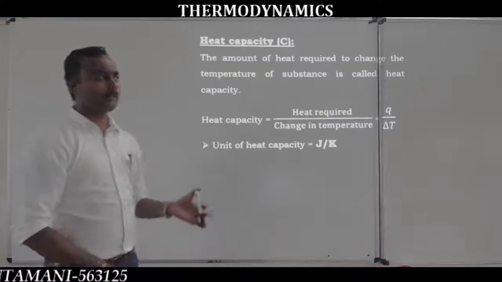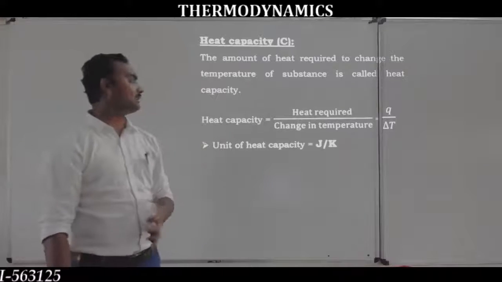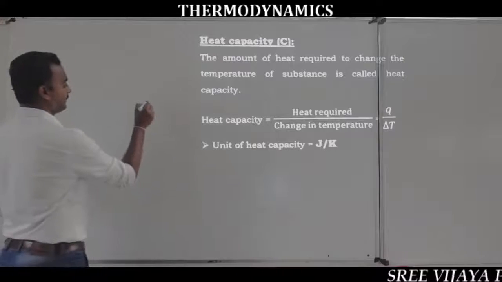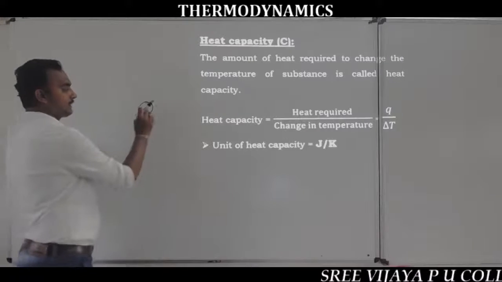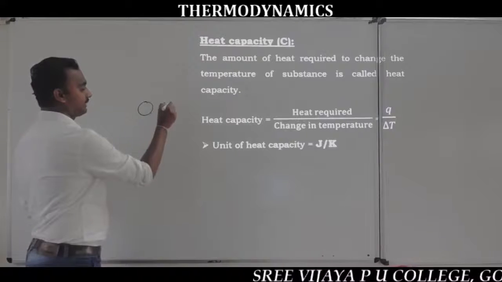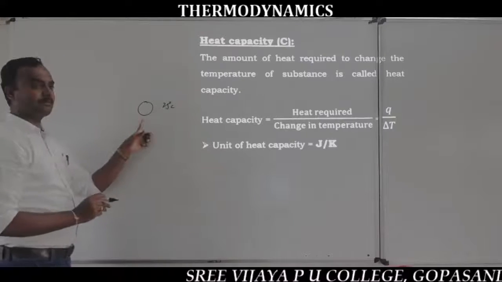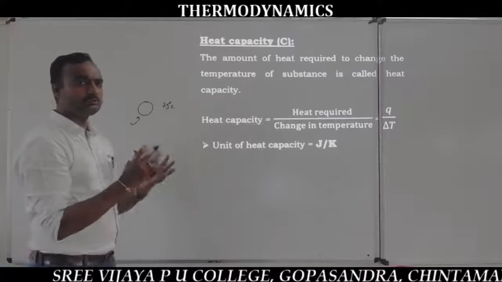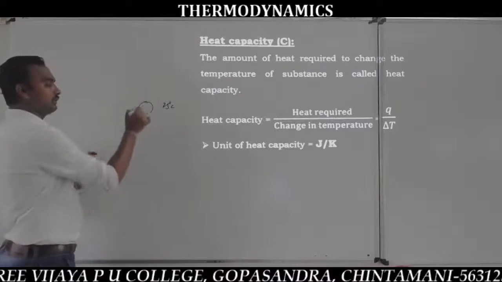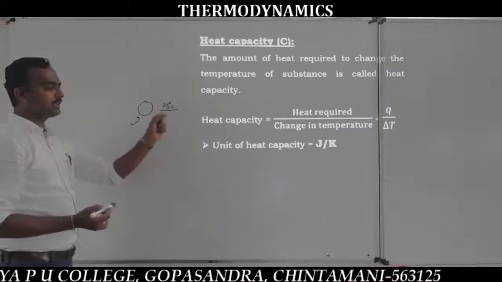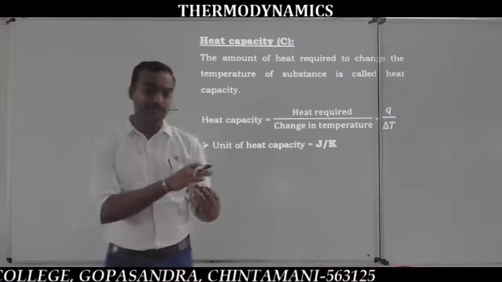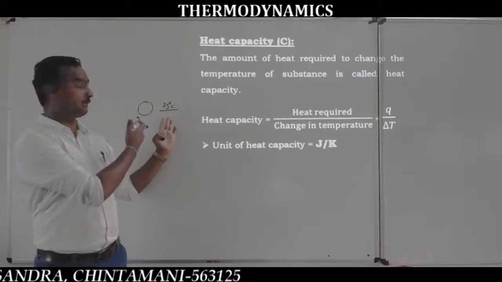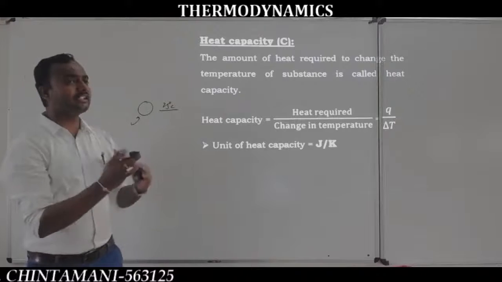First I will discuss heat capacity, which is indicated by C. What is heat capacity? It is the amount of heat required to change the temperature of a substance. For example, take a substance at one temperature, say 25 degrees Celsius. Heat is supplied or absorbed, and the amount of heat required to change the temperature may take it below or above 25 degrees Celsius in the given system.